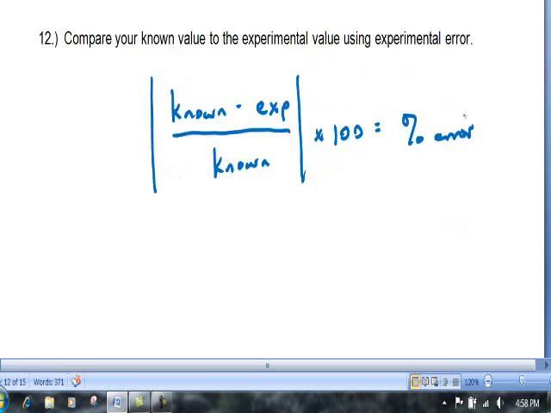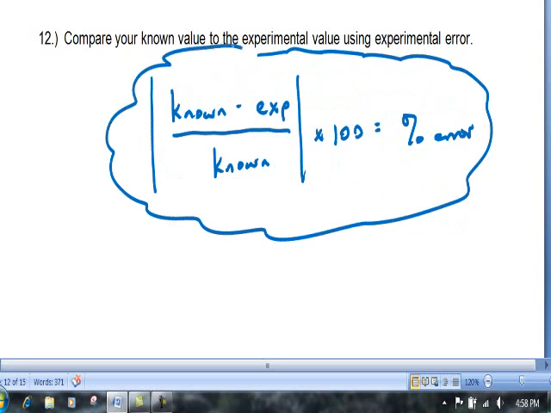Jumping to calculation number 12, this is how we would go about calculating percent error. It'd be comparing our known minus the experimental divided by the known, and we take the absolute value to prevent us from getting a negative percentage, and then multiply by 100. That gives us our percent error.